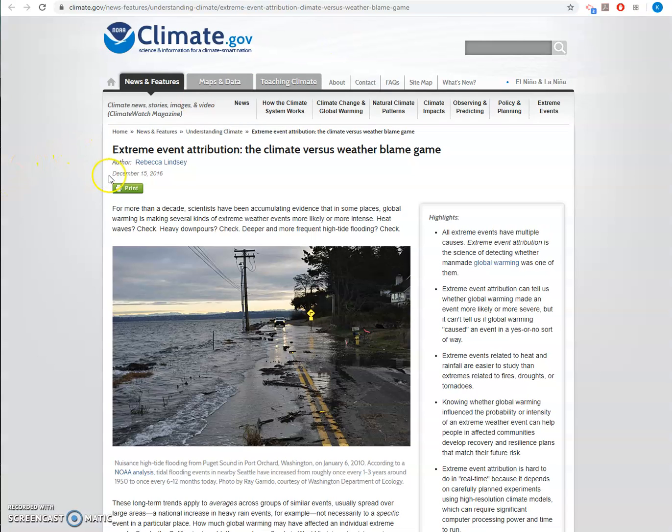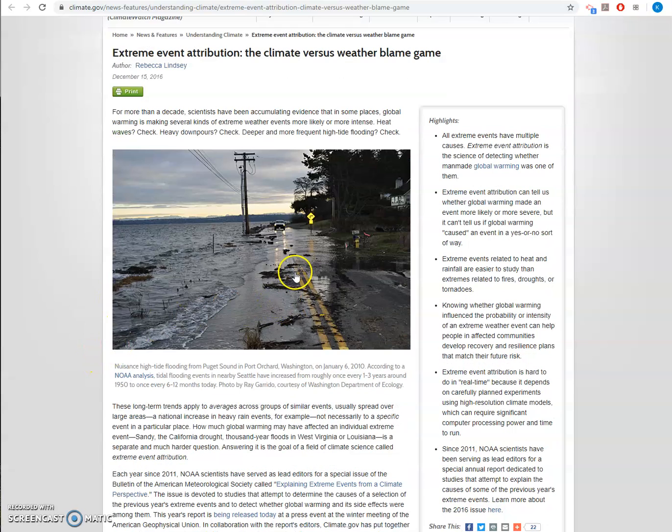Let's do it. Climate.gov, extreme event attribution. That's basically asking, are we saying that climate change is happening, or is weather just weird right now? Here you can see a picture from Puget Sound in Washington. This is basically the Pacific Ocean washing up onto somebody's street. Normally it'd be pretty cool to be near the Pacific Ocean, except when it's in your yard. So that's not good, right?